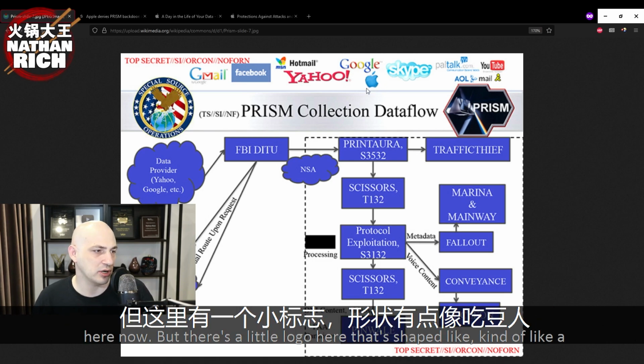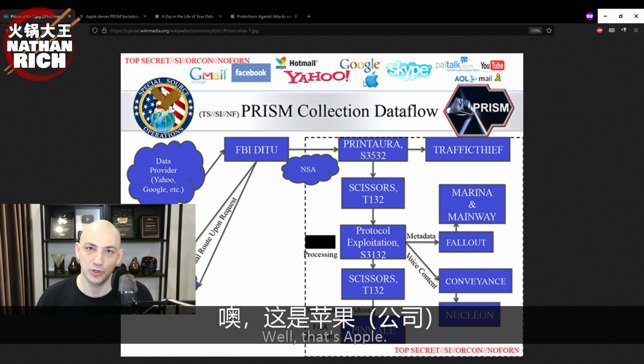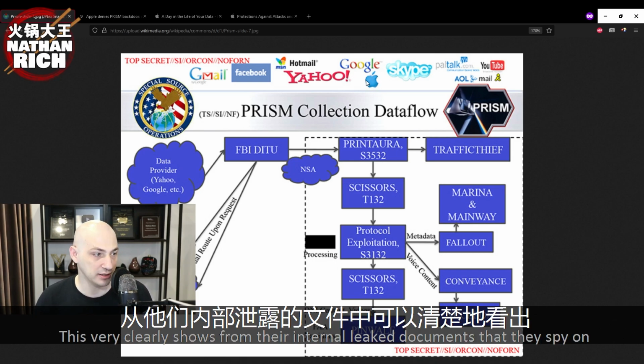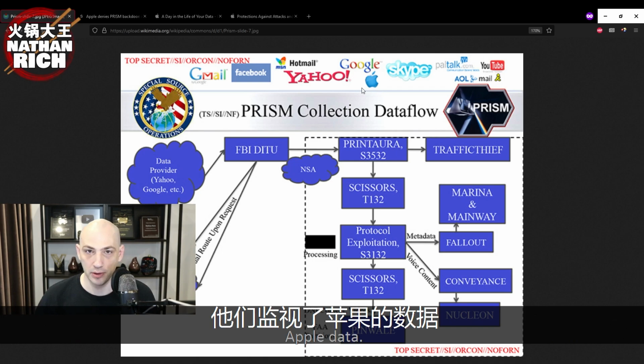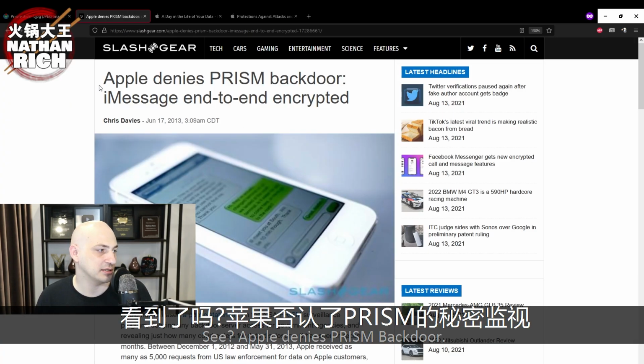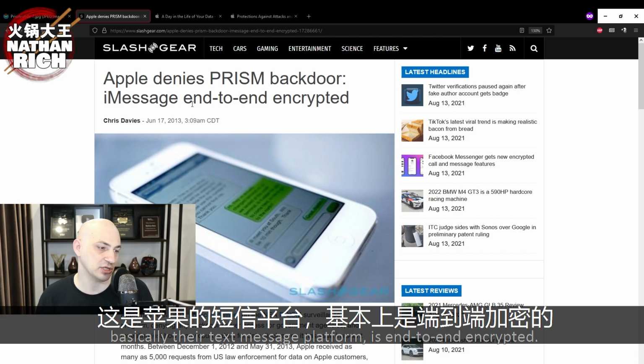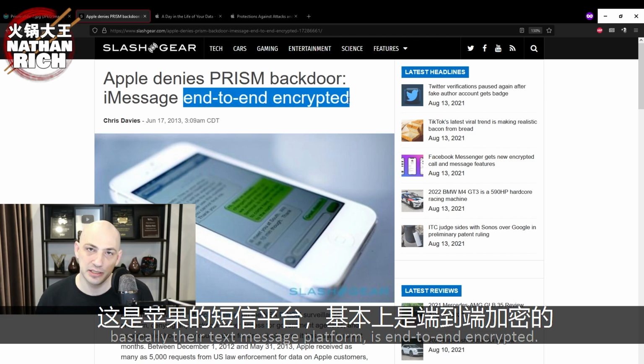But there's a little logo here that's shaped kind of like a Pac-Man or an apple. Well, that's Apple, right? This very clearly shows from their internal leaked documents that they spy on Apple data. Now, Apple in 2013 denied this. See, Apple denies Prism backdoor. What are you talking about? iMessage, which is basically their text message platform, is end-to-end encrypted.